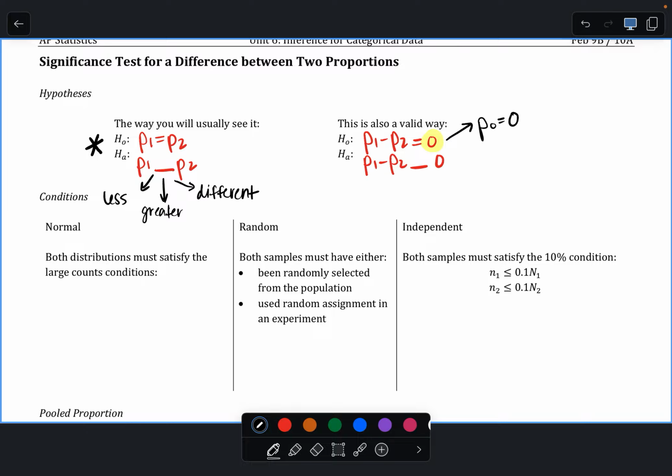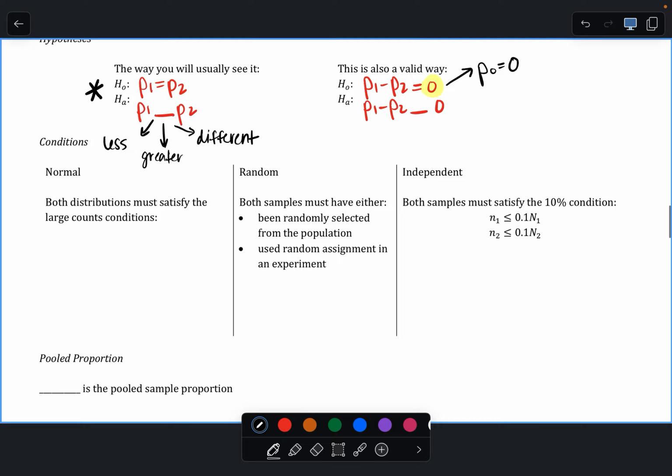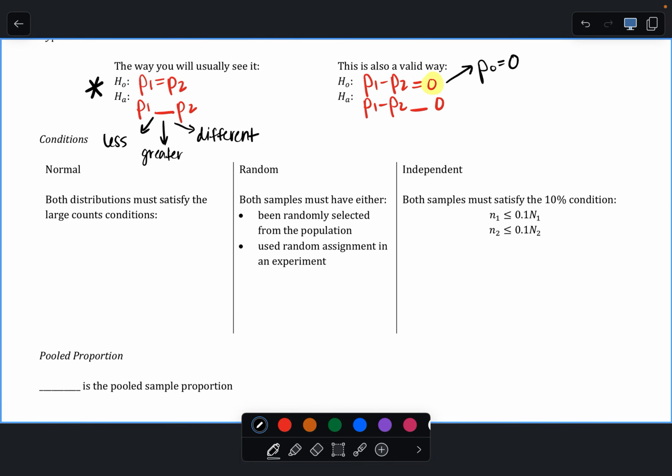Wait, articulate that. I think I lost the question. What do you mean? Do you mean when we do the left, center, right? Are you saying to always do it to the left? That's not going to have anything to do with what we're doing. I'm just saying you write your null with P1 on the left-hand side and P2 on the right-hand side of the equal sign, not on the right-hand side.